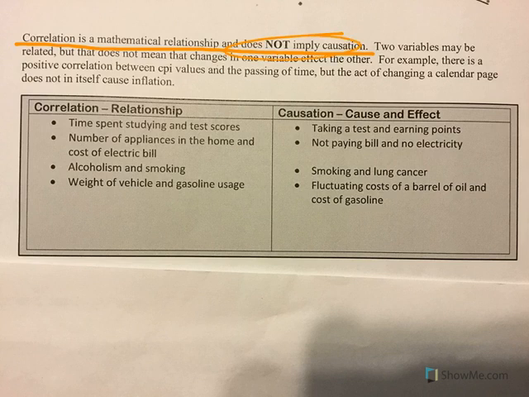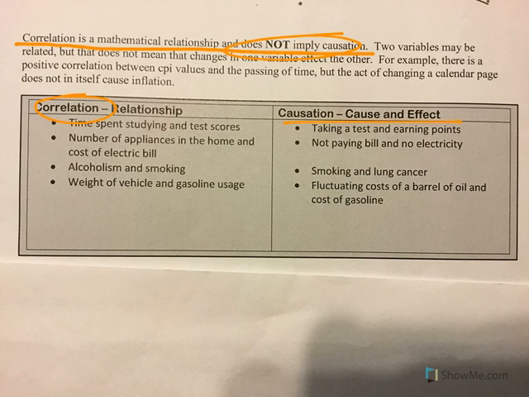So correlation is a relationship, and these are some examples. Time spent studying for a test and your test scores, that's a relationship. The number of appliances in the home and the cost of an electric bill, that's a relationship. Alcoholism and smoking, relationship. Weight of the vehicle and gasoline usage, relationship. These are all correlation.